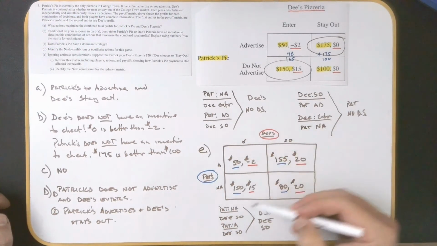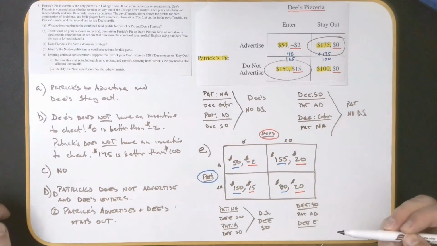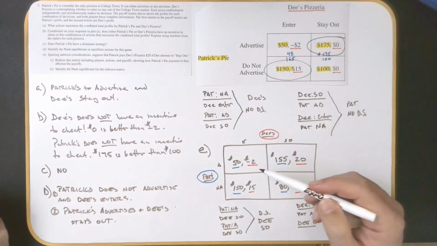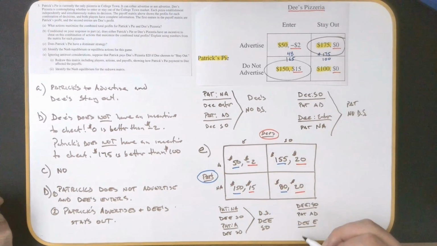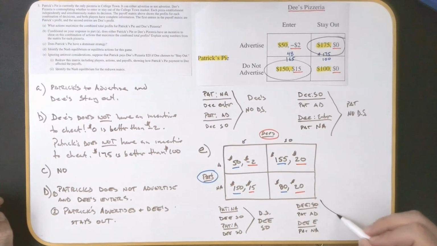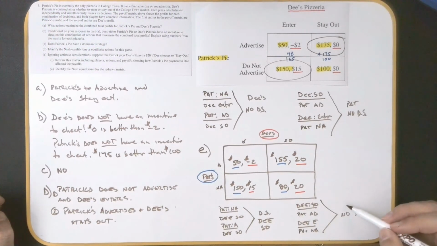All right, so now let's force D to enter. So now we're in this one. If D enters, what should Pat do? He should not advertise and make 150. Okay, so no dominant strategy. No dominant strategy for Patrick.